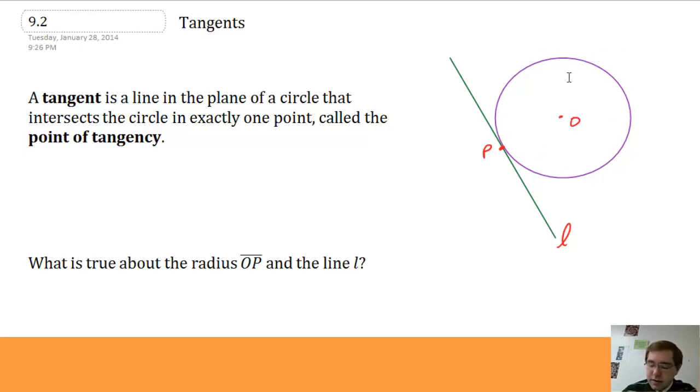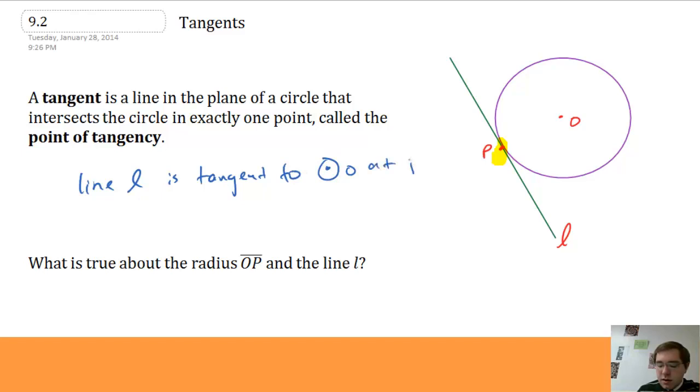I've got my purple circle O here, circle with center O, and I've got a green line labeled L, and they cross in one point, the point P, right here. P is the point of tangency. So we could write line L is tangent to circle O at P.